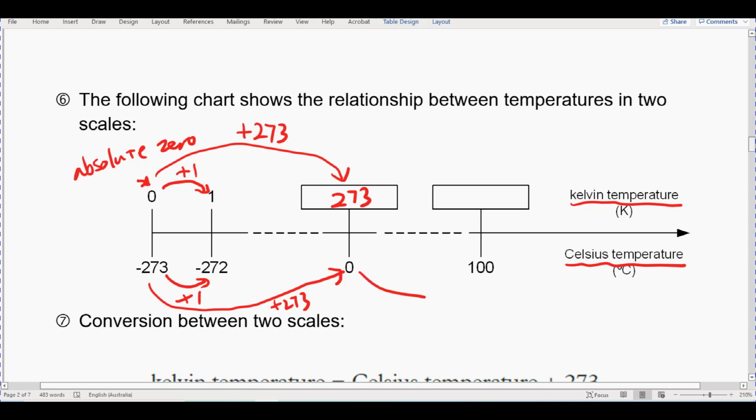How about 100? You just add 100 here. From 0 to 100, the Celsius scale increased by 100 degrees, and the Kelvin value should be increased by 100 as well. So 100 degrees Celsius is equal to 373 on the Kelvin scale.